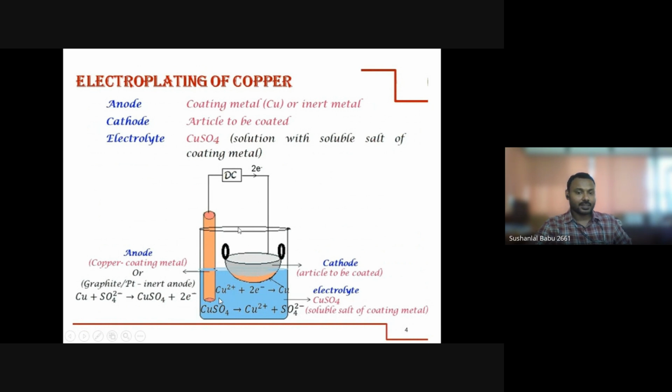That means SO4 2 minus will get reduced by releasing two electrons here, sorry, it will get oxidized, because release of electrons is always oxidation. So this will get oxidized by releasing two electrons, and it will go to the cathode, where Cu2 plus will receive these two electrons and get reduced and get deposited over the pan or cathode. That is the overall reaction happening inside this process.